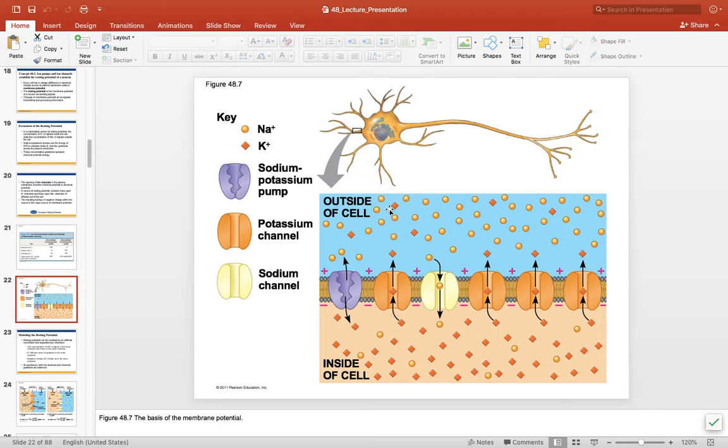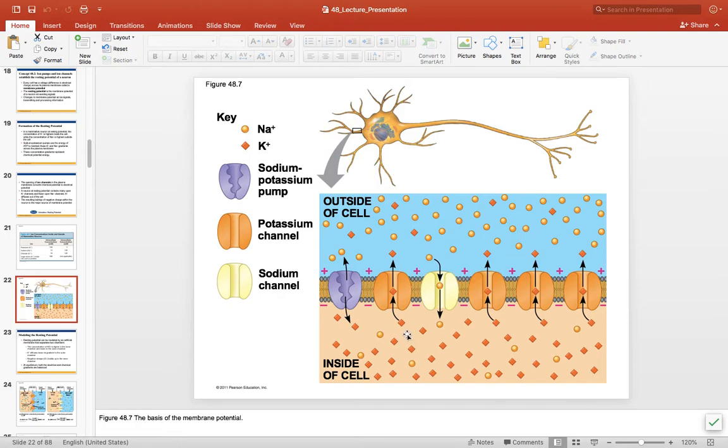So outside of the cell, okay, we have a very high concentration of sodium. Wait, no, I said that wrong. Sorry. Outside the cell, we have a high concentration of sodium. Inside the cell, we have a high concentration of potassium.